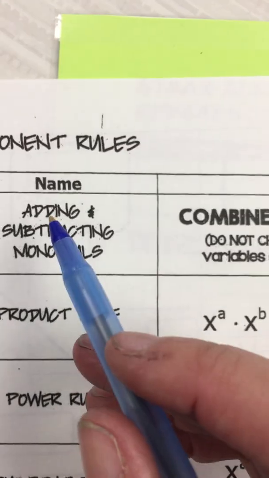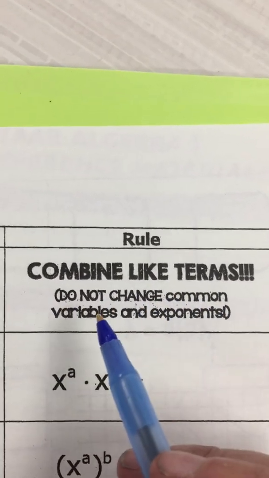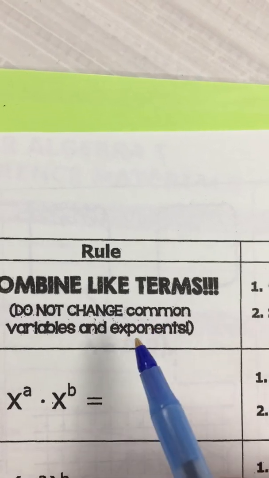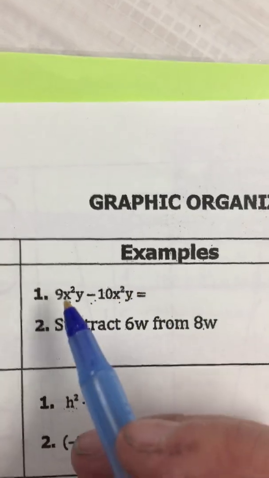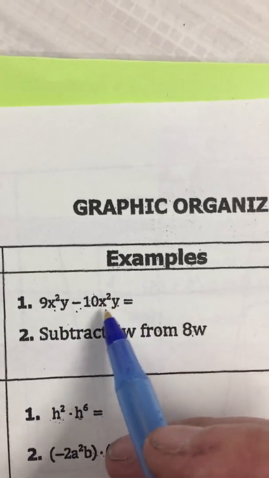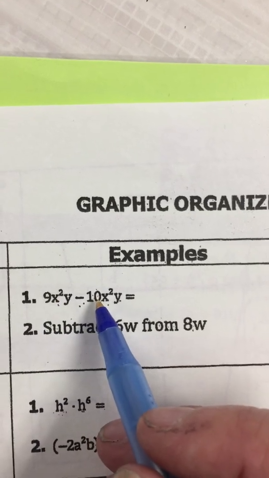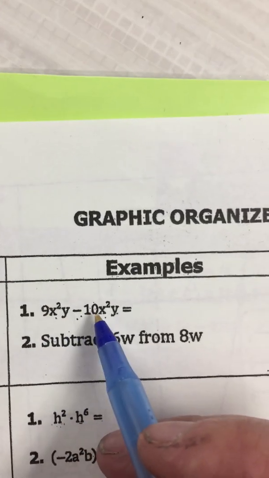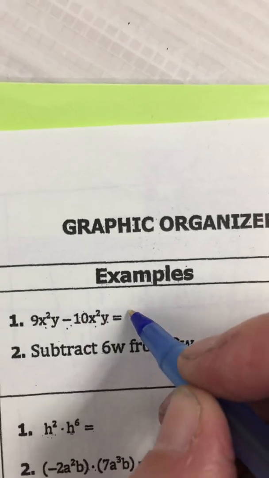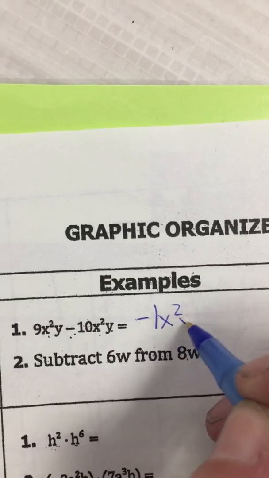So here's the first one, just adding and subtracting monomials. So when we're combining like terms, we do not change the variables. We don't change their exponents, okay? So here we go. If I have x squared y and x squared y, they are like terms because their variables are identical. So I've got 9 of these and negative 10 of these. So 9 somethings minus 10 somethings. Well, if you put 9 minus 10 in the calculator, it tells you negative 1. So I have a negative 1 something. I'm not going to change my somethings. They're still x squared y's.